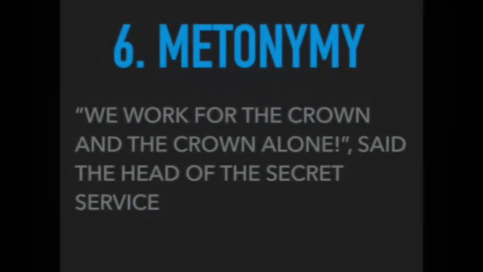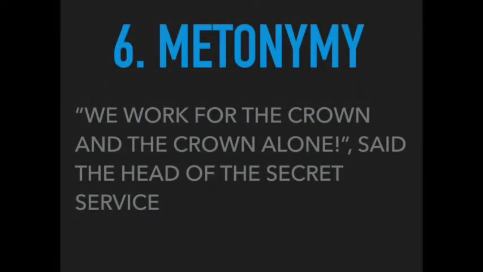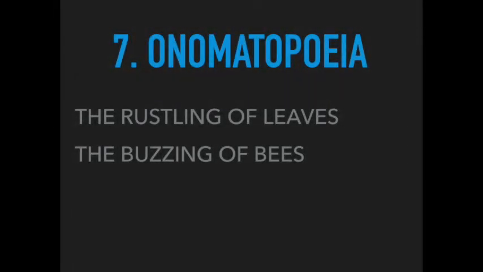Number 6, metonymy. In this figure of speech, one word that has a very similar meaning can be used for another, like using the word crown for royalty, or lab coats for scientists. Number 7, onomatopoeia. This is the use of a word that actually sounds like what it means. Example, the rustling of the leaves.